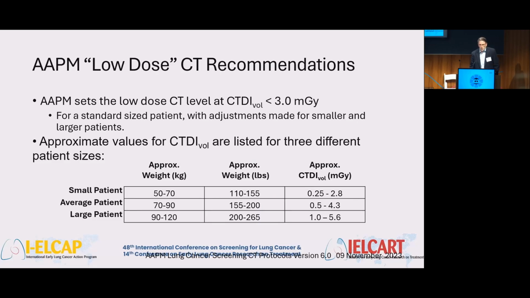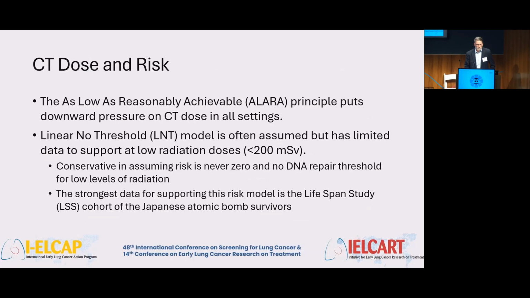The AAPM low dose CT recommendations are fairly wide ranging. So there isn't really a specific standard for low dose, if you maybe have encountered that. They recommend in their document CTDI vol of less than 3 milligray as a kind of threshold for low dose. However, they report in a table in that same paper a range of doses that obviously require adjustment for the patient size, but also within that ranges for low dose that go all the way from 0.25 up to 2.8 milligray for a small patient, up to 1 and 5.6 for a large patient. So the sort of definition of low dose is fuzzy in and of itself.